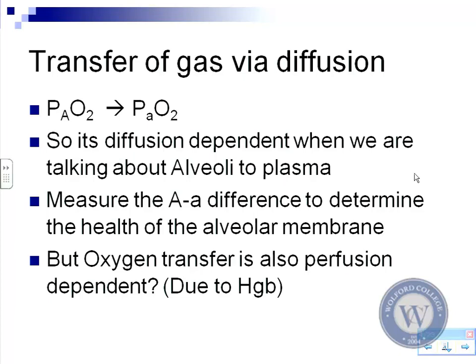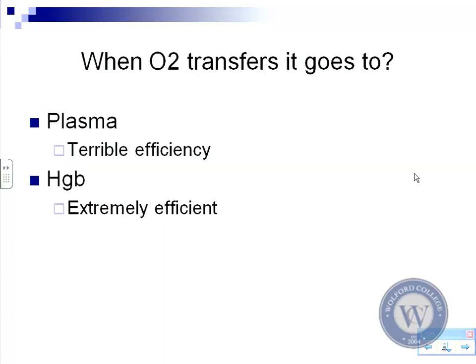Okay? Measuring the AA difference to determine the health of the alveolar membrane is actually a good thing. But oxygen transfer is also perfusion dependent due to hemoglobin. Okay? So if your hemoglobin drops off, you're going to have a bigger problem getting gas across. When oxygen transfers to plasma, it is extremely inefficient. Okay? It is basically terrible.